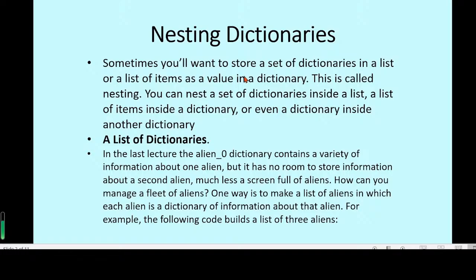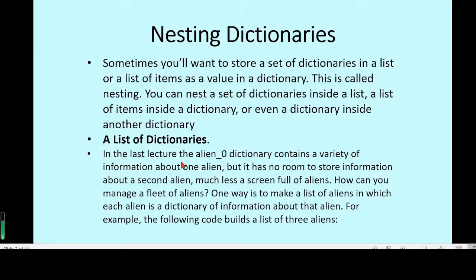Sometimes you want to store a set of dictionaries in a list, or a list of items as a value in a dictionary. This is called nesting. You can nest a set of dictionaries inside a list, a list of items inside a dictionary, or even a dictionary inside another dictionary. So first, look at a list of dictionaries.